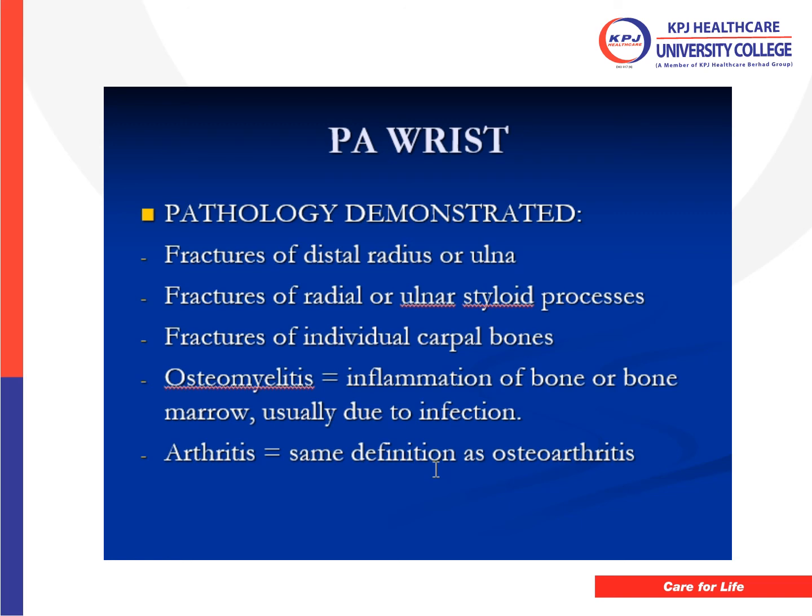Pathology is about the same as the others. Fractures may be more specific to the radial side, ulnar side, styloid process of the radius or distal radius and ulna as well. Fractures of individual carpal bones, for example the scaphoid, get a specific projection for that. So before you go for the specific or additional projections, we always go for the basic projection, remember that. The others are the same, and it could also be osteoarthritis or osteomyelitis.